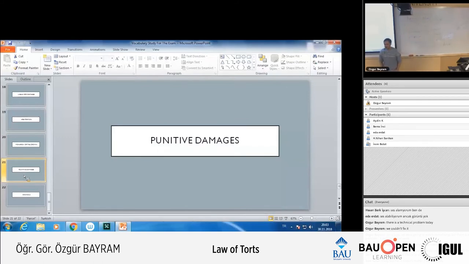So the court may give punitive damages to the defendant who lost the trial. So you may be given a compensation, tazminat, but this is extra. Punitive damages are usually extra money that is given to the defendant. It's a slap on the wrist. This is monetary. Don't do it again. It's a ceza. It doesn't go to the plaintiff. This money doesn't go to the plaintiff. It goes to the government.